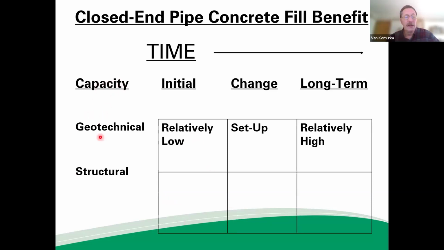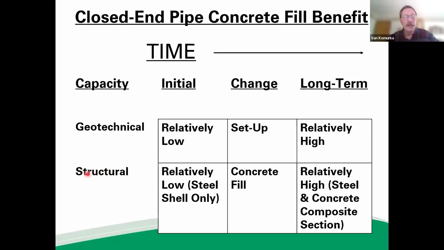So with respect to capacity, when you drive a closed-end pipe or a high displacement pile in a high setup environment, the initial capacity might be considered relatively low, and then over time, it sets up so that you have a relatively high geotechnical capacity long-term. Structurally, you can drive a relatively thin wall steel shell. It only has the steel in it, so it has a relatively low structural capacity initially. Then you fill it with concrete and change its structural capacity so that long-term, the structural capacity is relatively high because now you have a steel and concrete composite section.